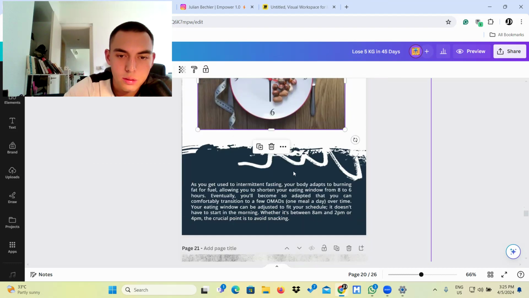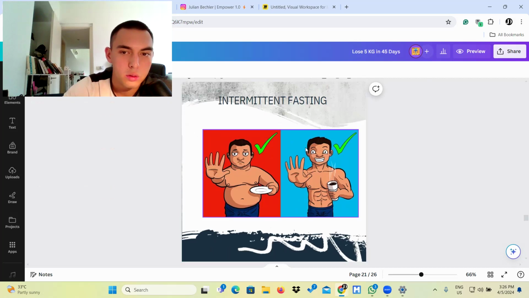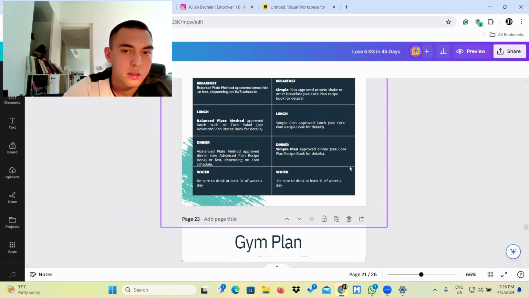But yeah, okay, intermittent fasting, before and after again, red and blue, color psychology. Remember, red is always warning, blue is security and confidence, calmness, and detail, I guess.